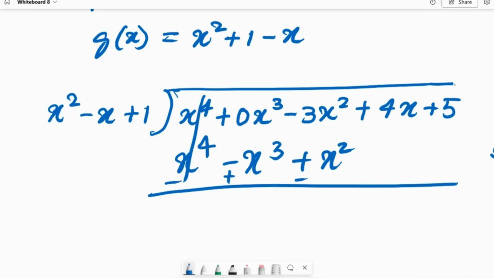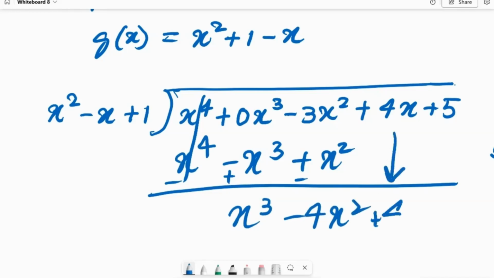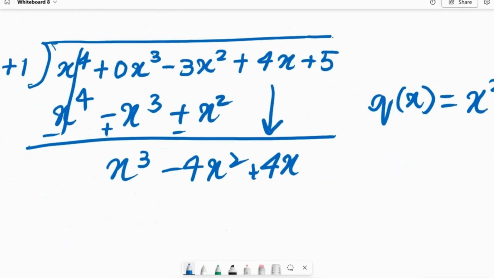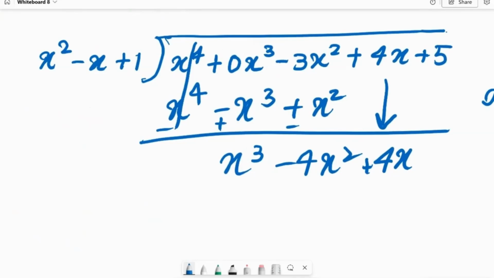And my x power 4 minus x power 4 is 0. 0 x cube plus x cube is x cube, minus 3x square minus x square is minus 4x square. Bring this term down, 4x. And now same, what do we need to multiply to x square to get x cube? Simply we need to multiply with x. So plus x, and now we multiply all the terms with x of g of x.